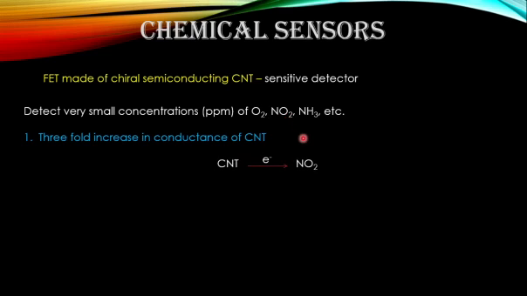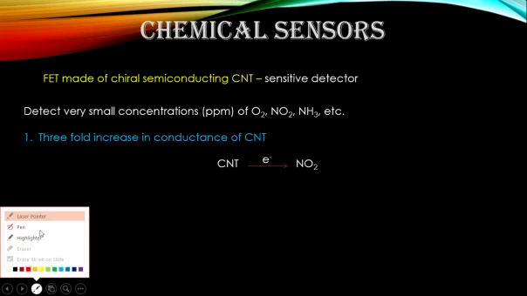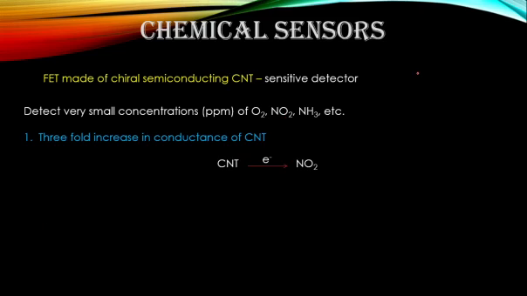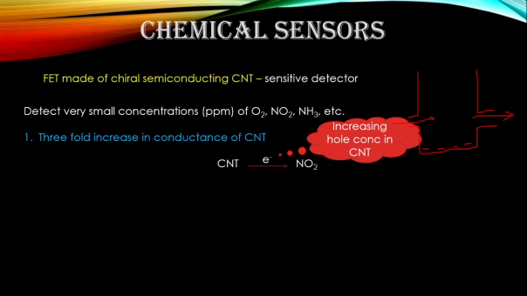So how does that happen? If you have a flask with an inlet and outlet to pass the gas, what happens once a gas passes through is that the carbon nanotube lying on the bottom of the flask will show an increase in conductivity. Why? Because the electrons are given to the nitrogen dioxide. So this will increase the hole concentration in the carbon nanotube and thereby shows an increase in conductance.